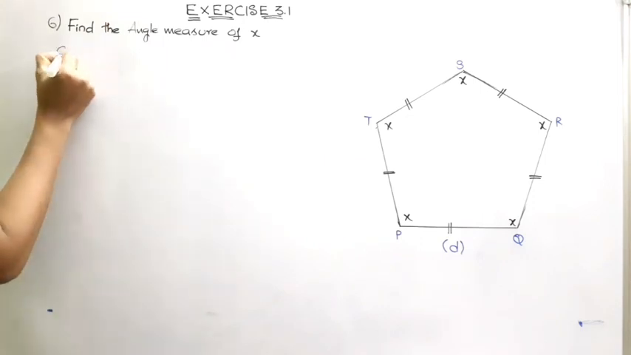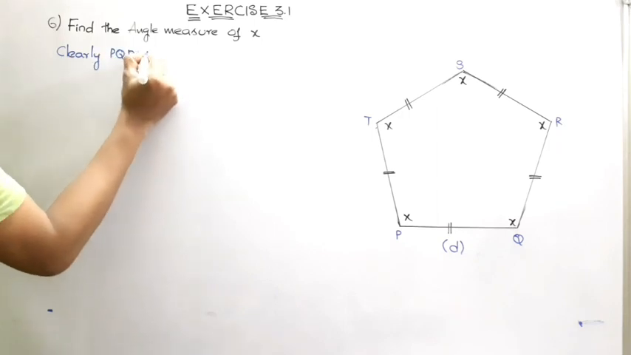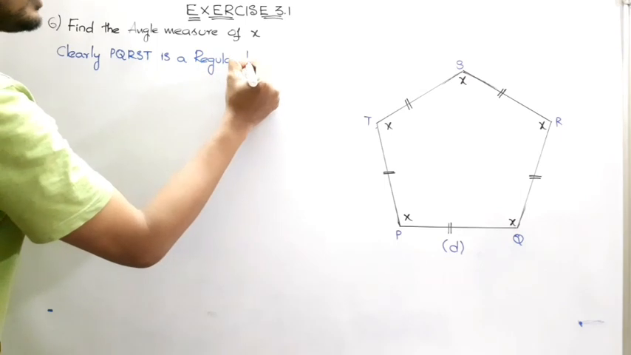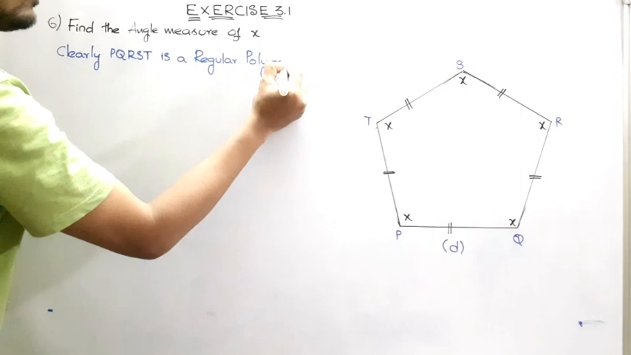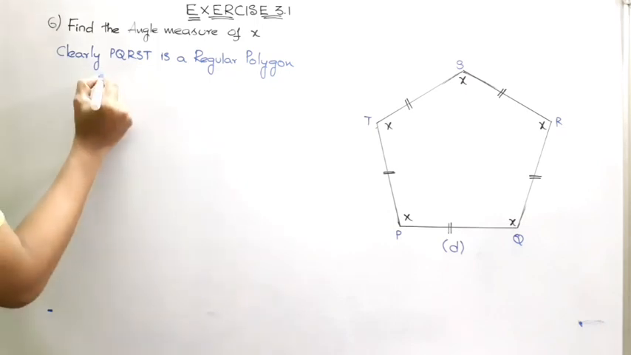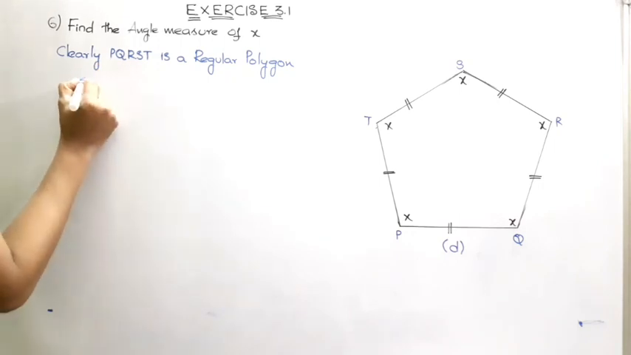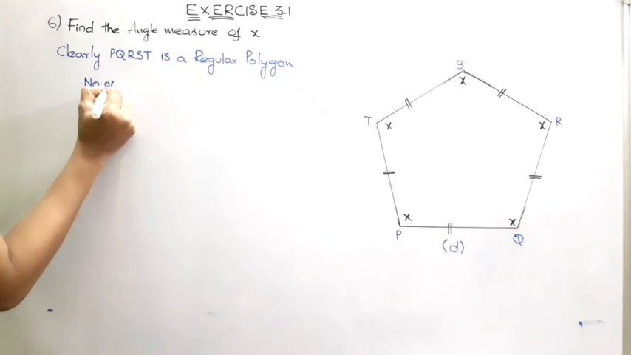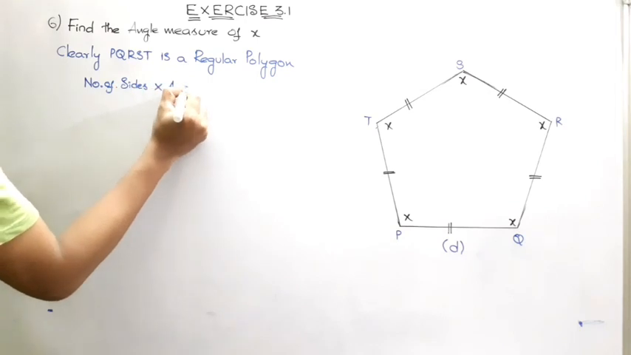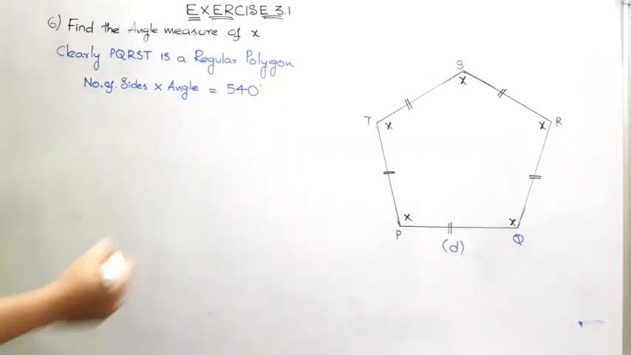PQRST is a regular polygon. For a regular polygon, it is very easy to find the angle measures, because the number of sides into the angle measure will be equal to the sum of the angles of the given regular pentagon.